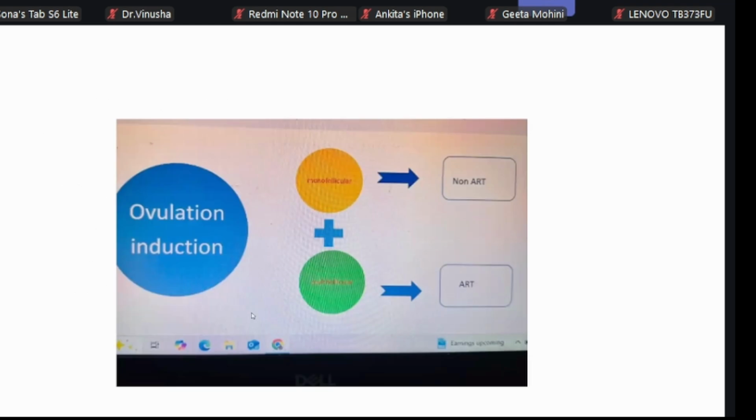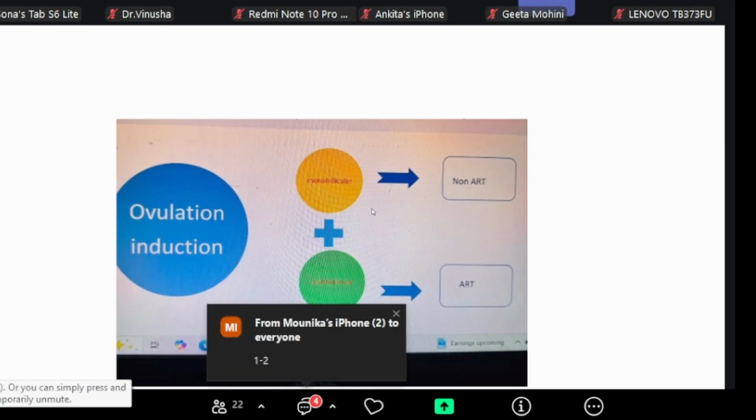What is the main difference when we stimulate a case for ovulation induction, IUI, and IVF? Can anyone let me know how many follicles we aim for when we stimulate in an ovulation induction cycle? It's just a single follicle. Yeah, one or two. So in an ovulation induction cycle, we always aim for monofollicular development, right?